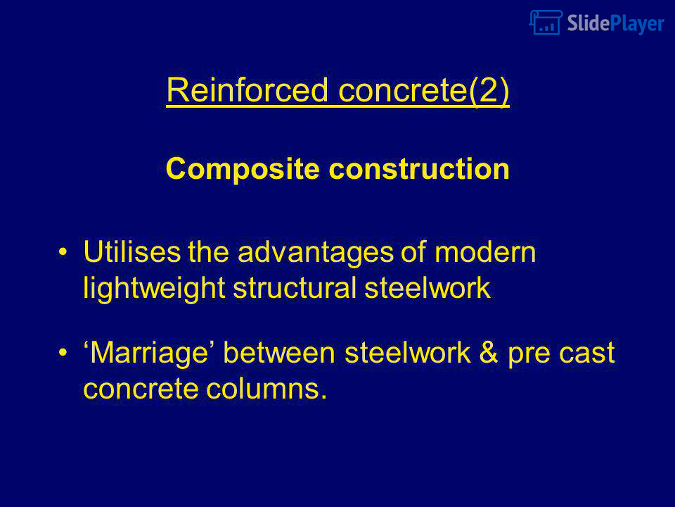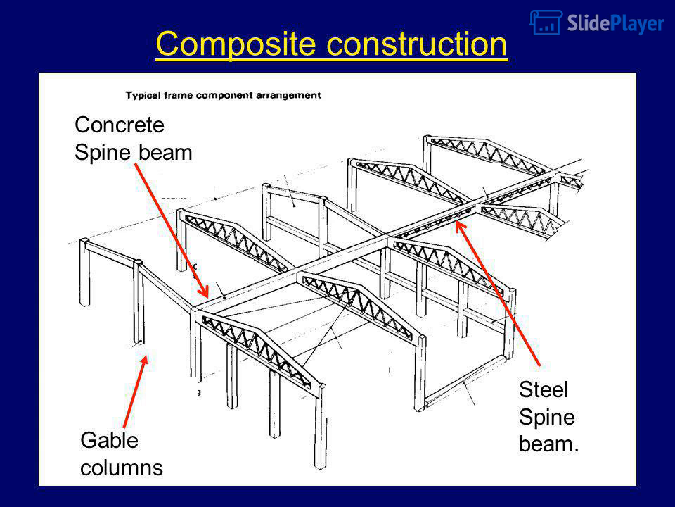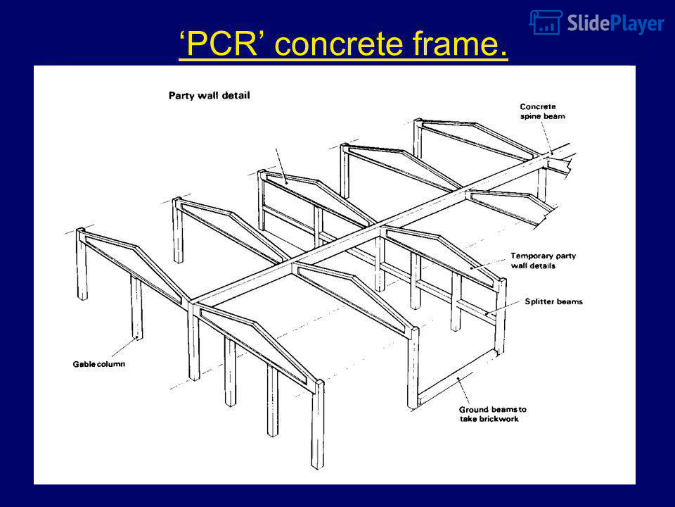Reinforced concrete: 2. Composite construction. Utilizes the advantages of modern lightweight structural steelwork. A marriage between steelwork and precast concrete columns. Composite construction: concrete spine beam, steel spine beam, gable columns, precast concrete frame.